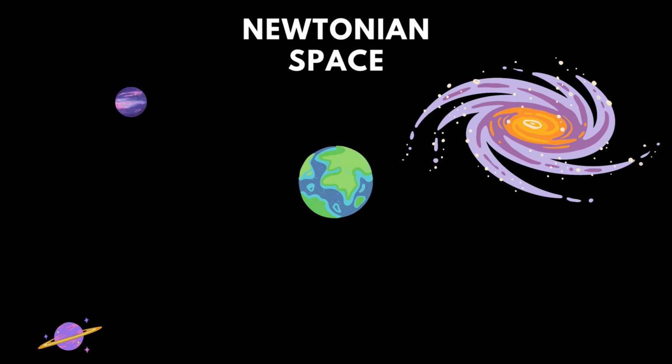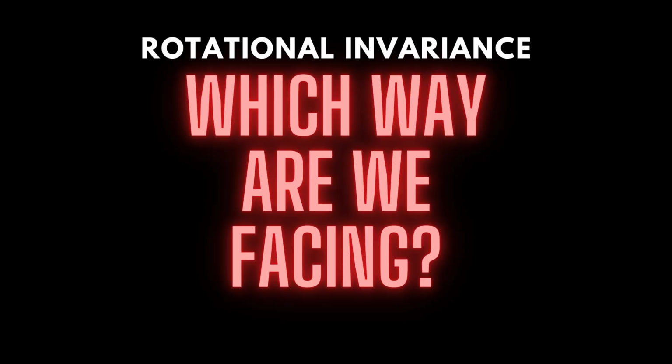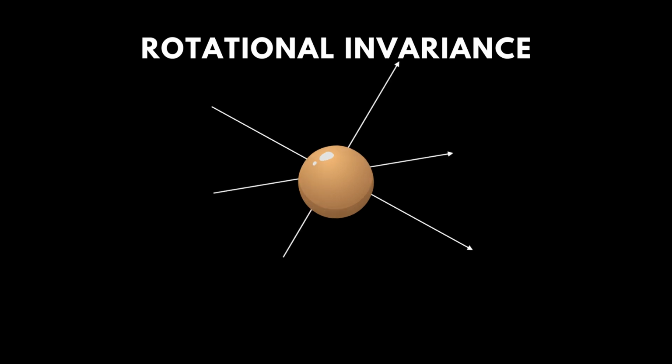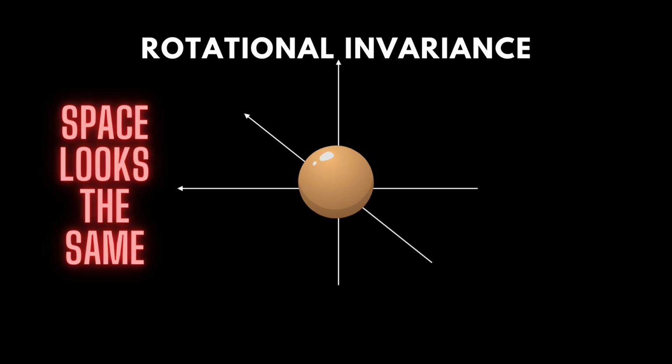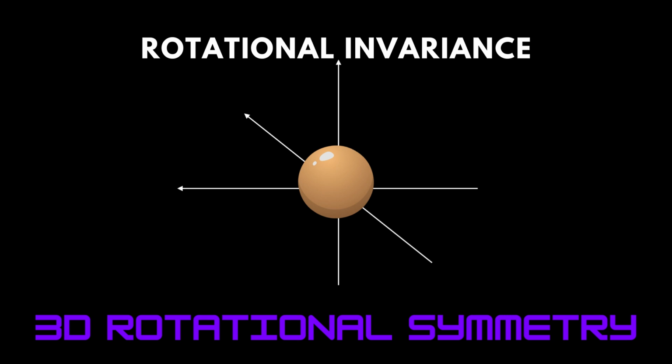Newtonian space also exhibits a very interesting feature, a kind of symmetry. If we take everything out of the space, it suddenly becomes impossible to tell which direction we're pointing in. Furthermore, if we rotate the entire space by 30 degrees clockwise, space looks exactly the same. We can do this about the x-axis, y-axis, and z-axis. Nothing changes. Because of this, space is said to have three-dimensional rotational symmetry.